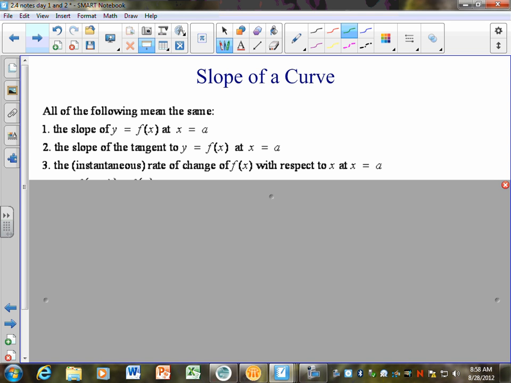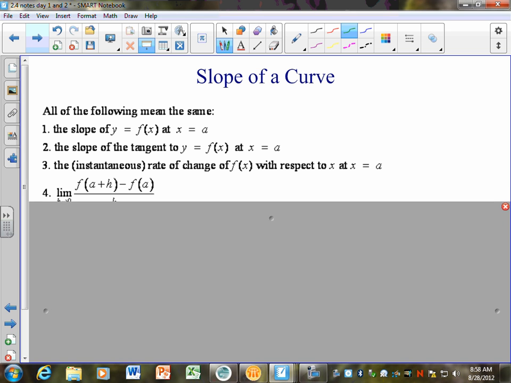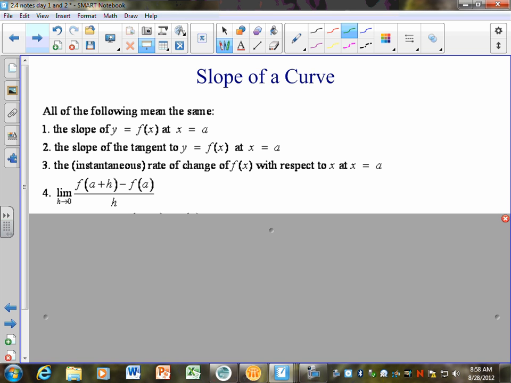We're always doing h go to 0. You know what I'm saying? Like, it's always going to be a and a plus h. And then the last way is they could just say, find this, which is exactly the formula that you're going to be using.